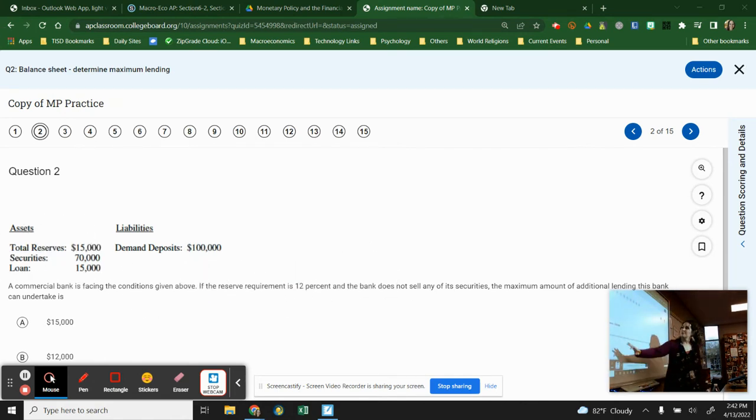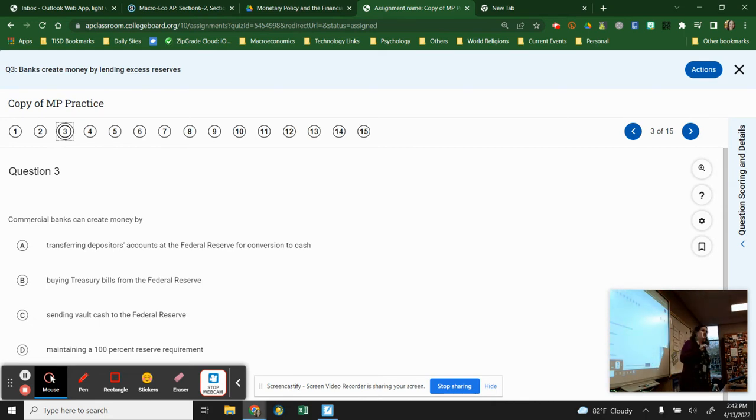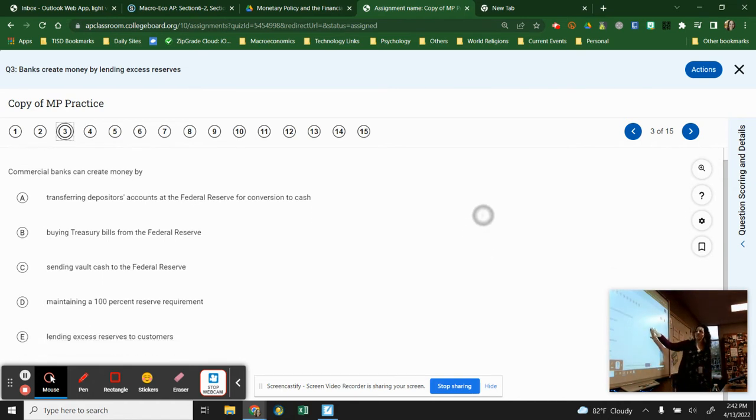Okay, so I'm going to go here, and you tell me if you want to stop. Wait, stop. Okay. Banks create money by doing what? Okay. So transferring depositors' accounts at the Federal Reserve for conversion. 12,000. Sorry, my brain is slow.